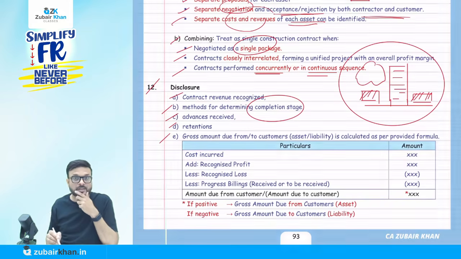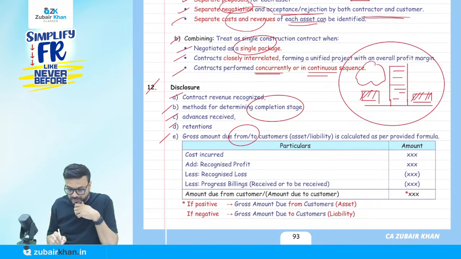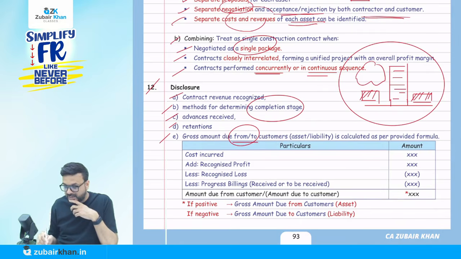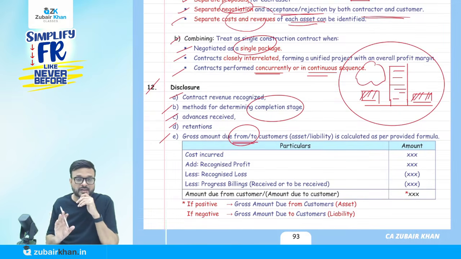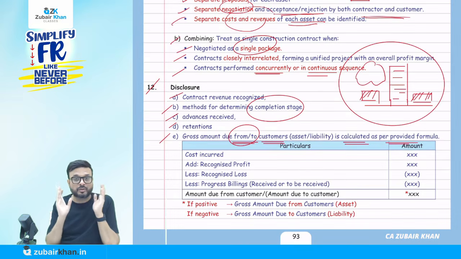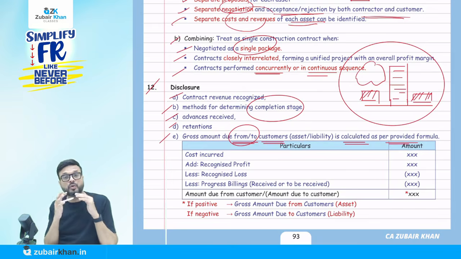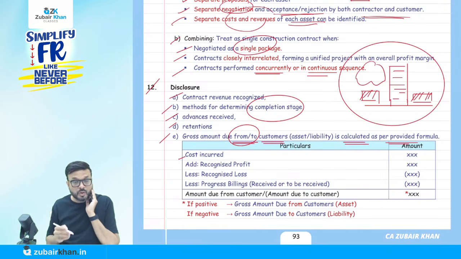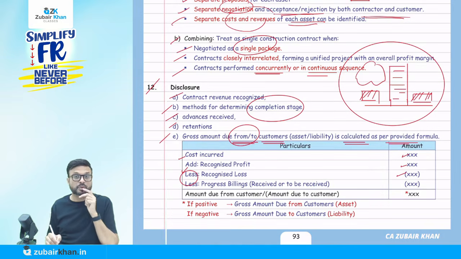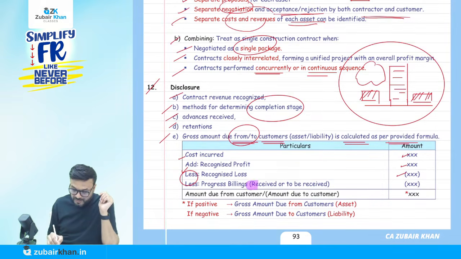Now this is important. They may ask you the gross amount due from or to customer, which is calculated as per the provided formula. So you have to keep these formulas in mind; they ask especially this point E, how much is the gross amount due from or due to customer. If it's due from, it's an asset; if due to, then it's a liability. First write how much cost you have incurred till date, how much profit you have recognized, and if you have recognized any loss, deduct the loss, and minus progress billing.